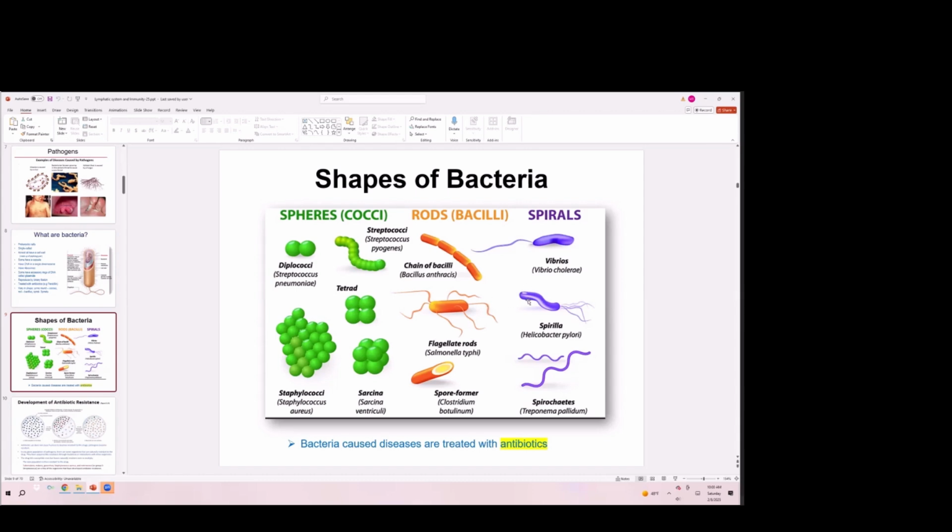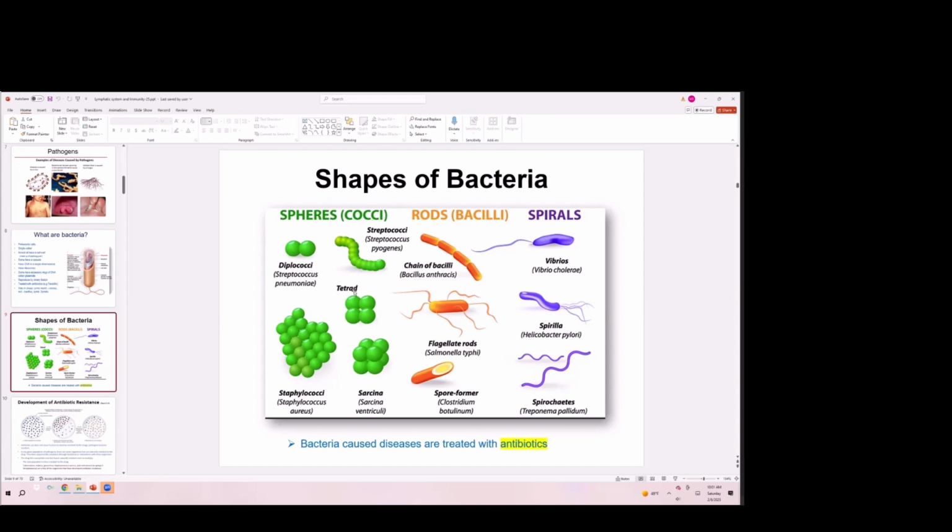And some of them are not really straight, but they're twisted. They call them spiralis. The ones that are round, they'll call them coccus. And then there are two here, they say diplococcus. Those that are round usually use the word coccus, and if there are many of them, cocci for many.